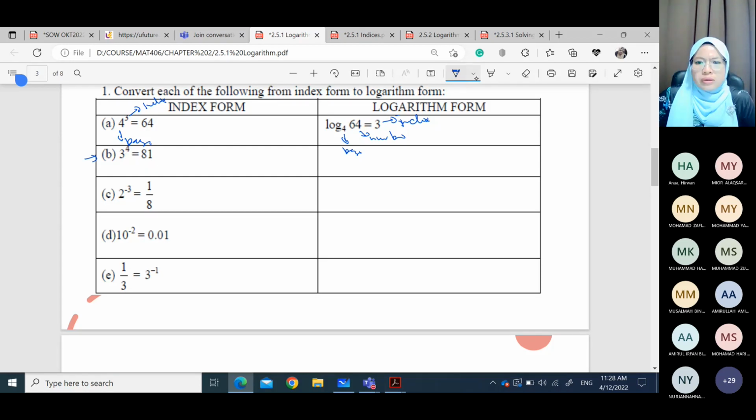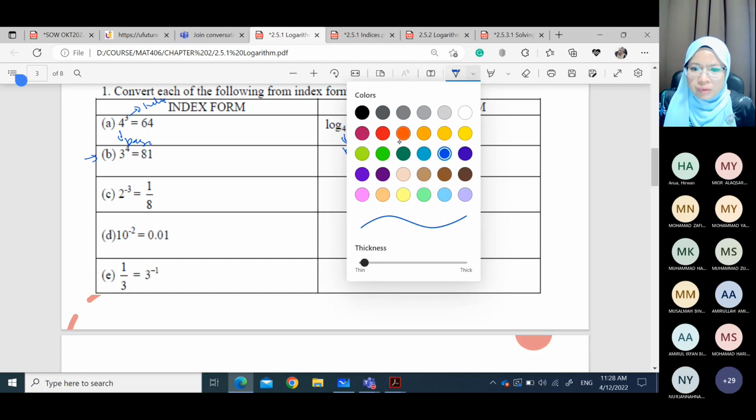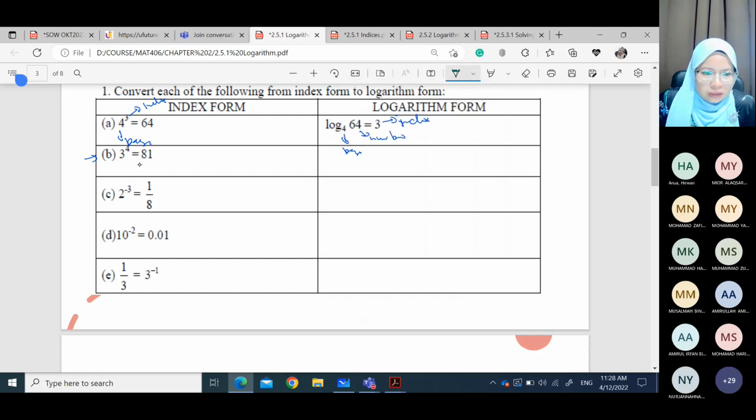So in logarithm form, it will be log base 3, log base 3, 81. So value equal to 4. So 4 tu adalah dia punya index. Okay. So cuba bayang C ni.